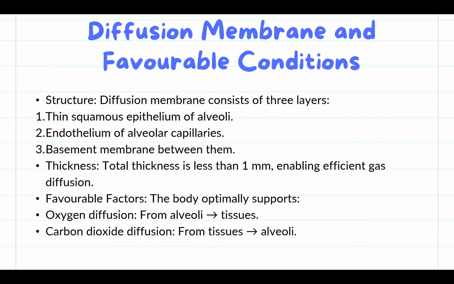Now let's move on to the diffusion membrane and favorable conditions. The structure consists of three layers: the thin squamous epithelium of alveoli, the endothelium of alveolar capillaries, and third, the basement membrane between them. So the total thickness is less than 1 millimeter, enabling efficient gas diffusion. Favorable factors are the body optimally supports this. Oxygen diffusion is from alveoli to tissues, and carbon dioxide diffusion is from tissues to alveoli.